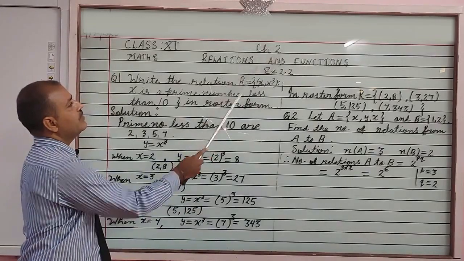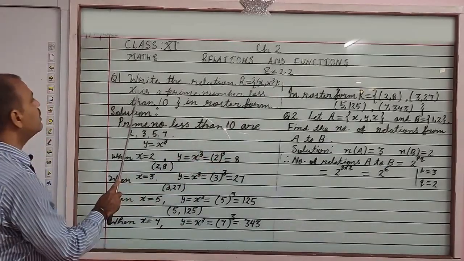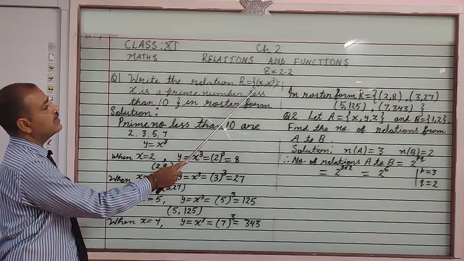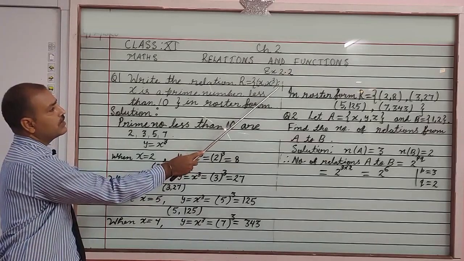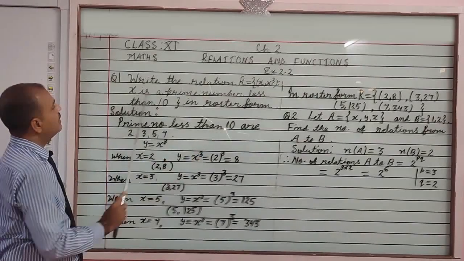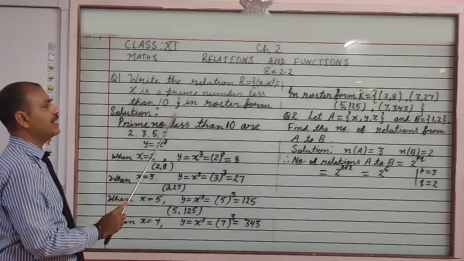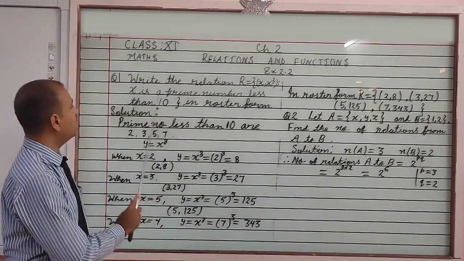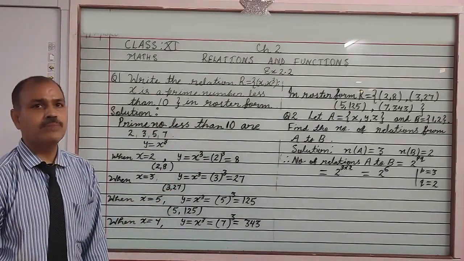Chapter 2, Relations and Functions, exercise 2.2. Question number 1. Write the relation R equals {(x, x cube): x is a prime number less than 10} in roster form. The double dot means such that. We have to write it in roster form.